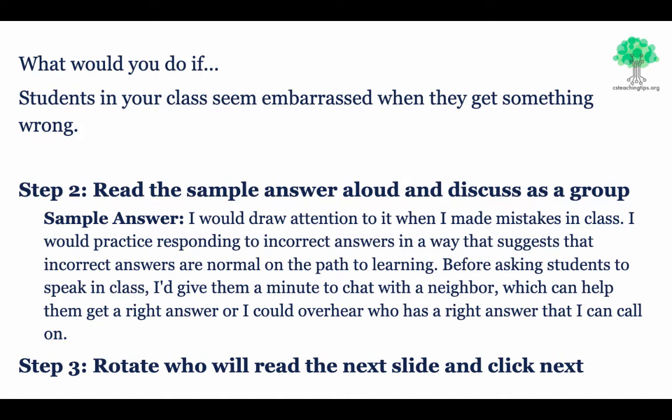So here it says, I would draw attention to it when I had made mistakes in class. I would practice responding to incorrect answers in a way that suggests incorrect answers are normal on the path to learning. Before asking students to speak in class, I'd give them a minute to chat with a neighbor, which can help them get a right answer, or I could overhear who has a right answer that I could call on.